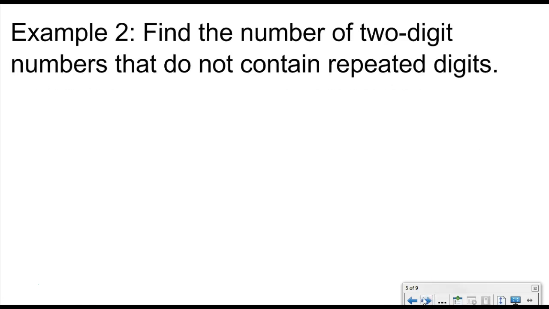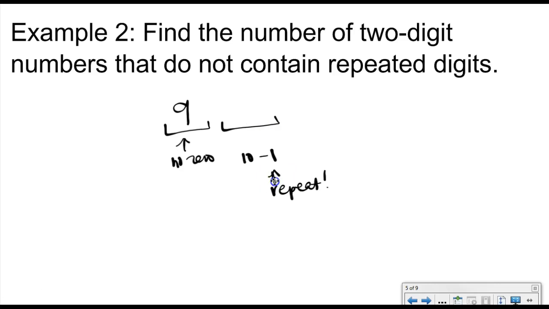Find the number of 2-digit numbers that do not contain repeated digits. So now I start again. Remember, this cannot be 0. So there are 9 numbers left. And this cannot repeat. So if I use the number here, I cannot use it here. So I have to take 1 away. So I start with my 10 and I subtract 1. This is the repeat. So I'm taking away, for example, 99 or 77, 33. All the numbers where they repeat.